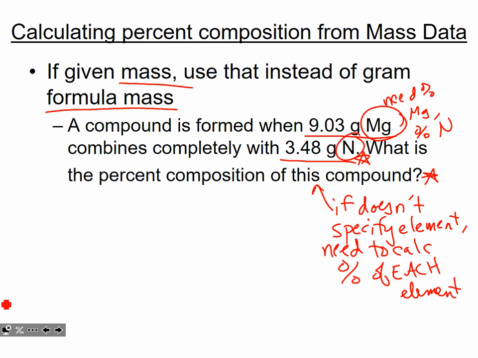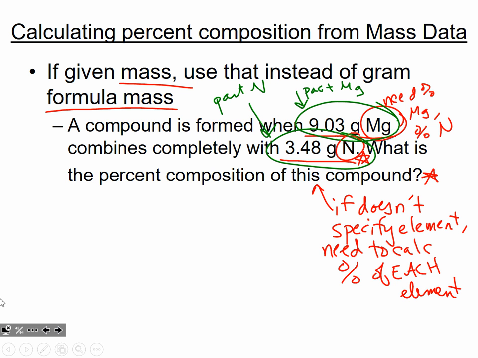So percent is just part over whole. If I want to start with the part, let's say the magnesium part, well, that's already been given to us, right? This right here, 9.03 grams of magnesium, is our part that's magnesium. And this right here, the 3.48 grams of nitrogen, that's the part that's nitrogen. What we're missing is the whole in this problem. So how do we get the whole if the whole hasn't been supplied to us? Well, this compound only contains magnesium and nitrogen. So the compound is the magnesium plus the nitrogen.